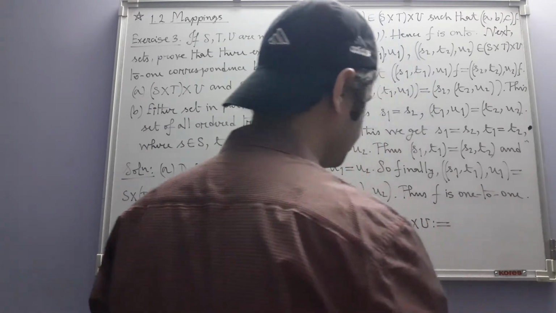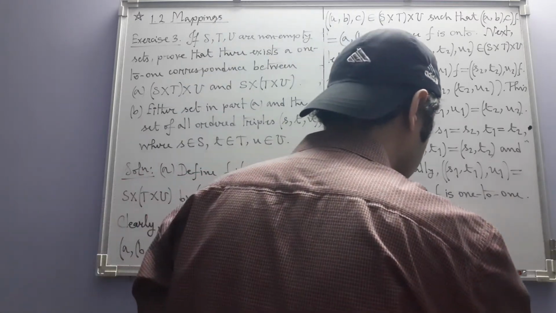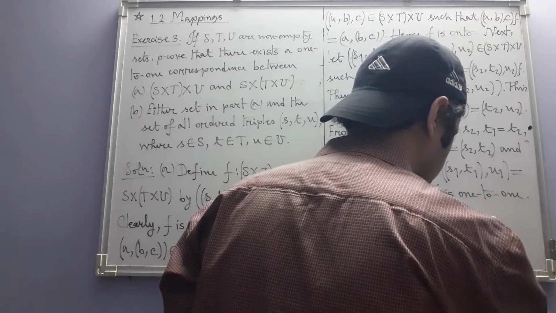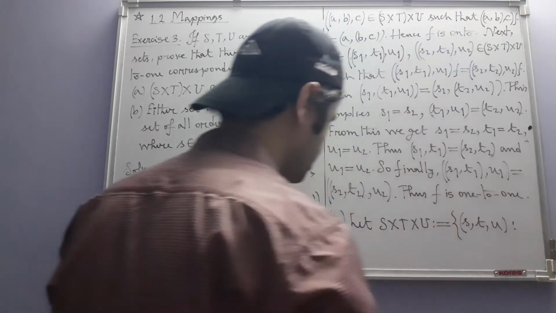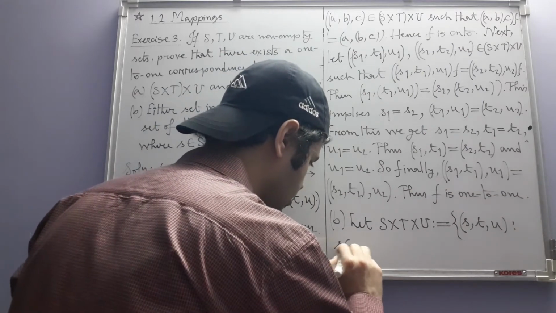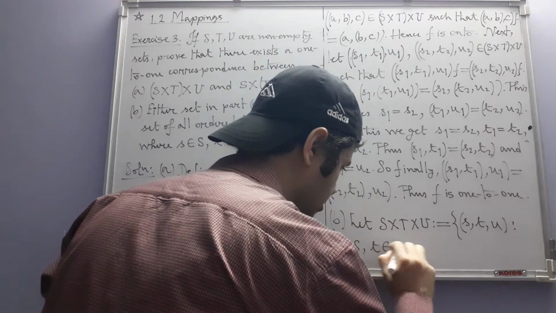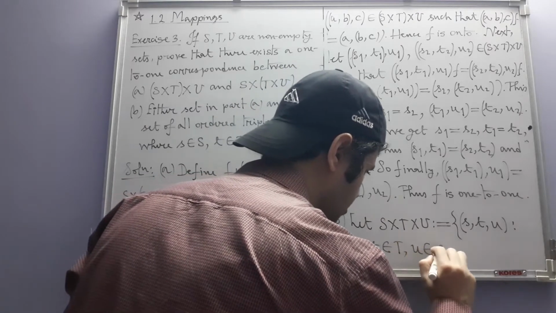So here I am defining S cross T cross U to be the set of all ordered triples such that S comes from S, T comes from T, and U comes from U.